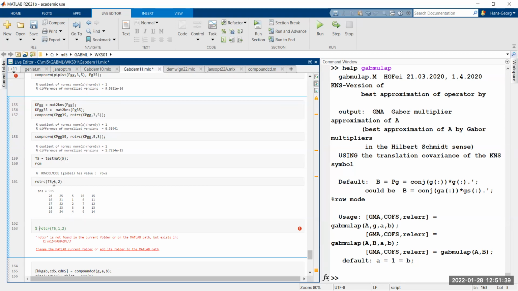So first comes the row number. So I'm rotating, it's difficult to say, I'm rotating 2 in the second direction, which is the column number, and I'm rotating 1 down. So I'm moving my 1 first down by 1, and then this.